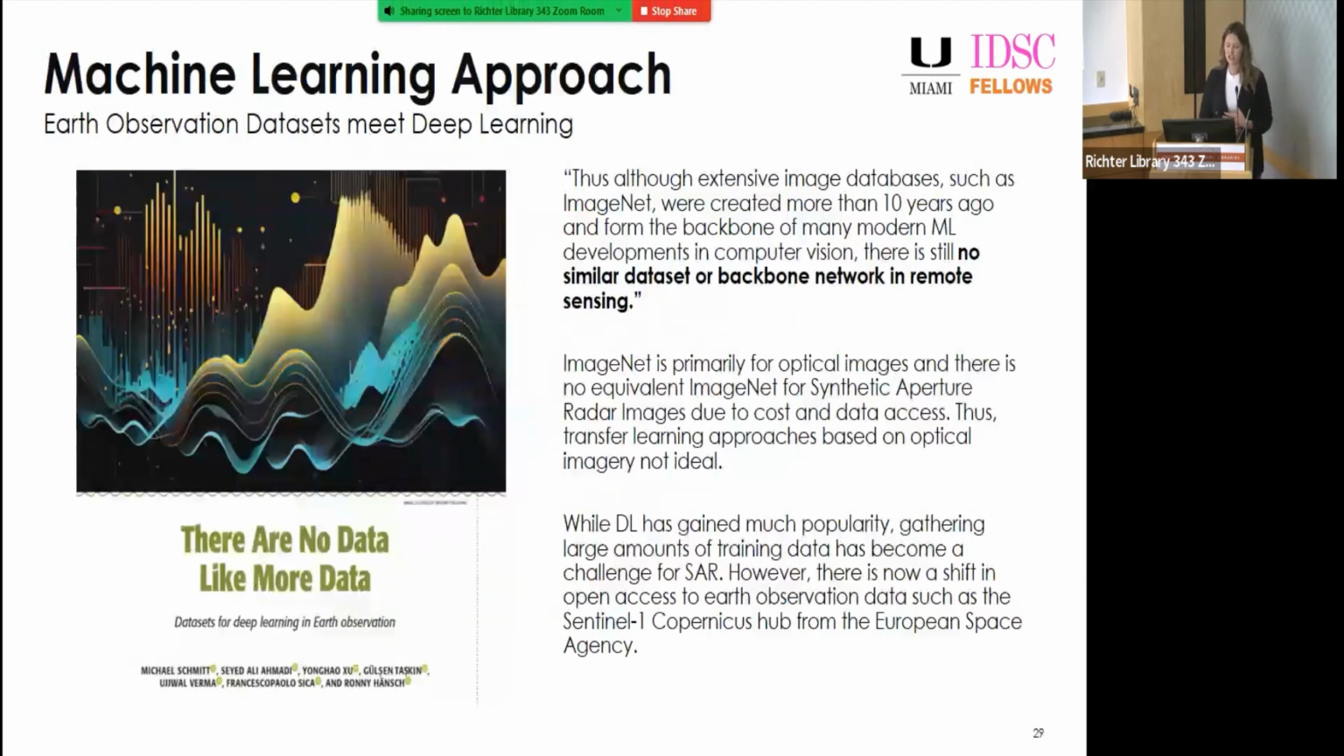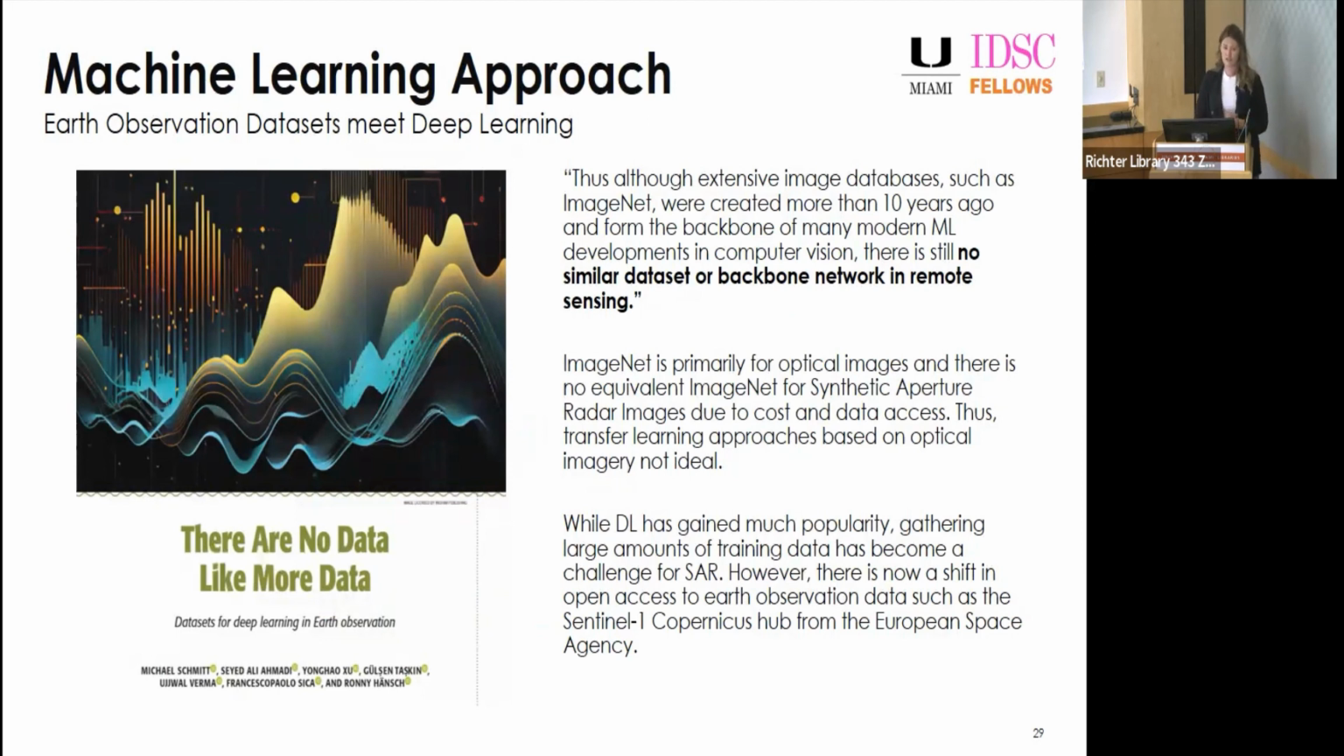So why is a machine learning approach great here? Earth observation data meets deep learning. In terms of remote sensing, Earth observation data and deep learning is a relatively new thing, because they're realizing that we can take all of these algorithms that were developed and try to transfer them over to our remote sensing data.